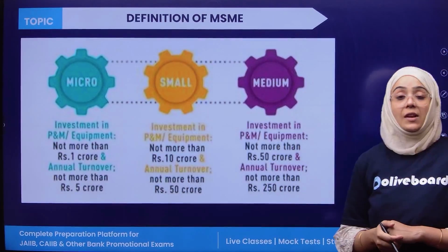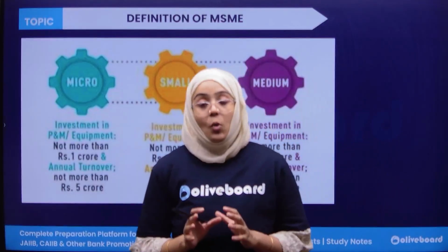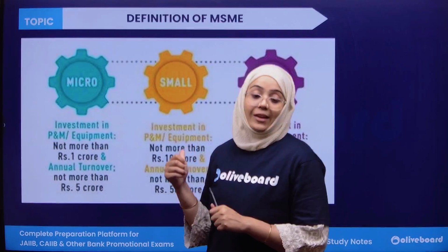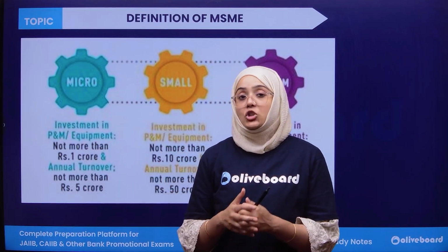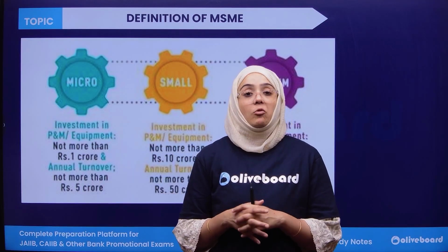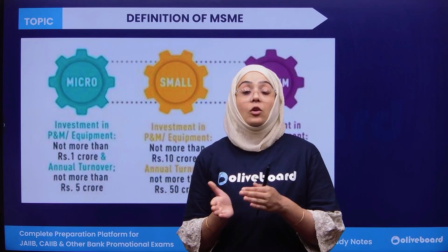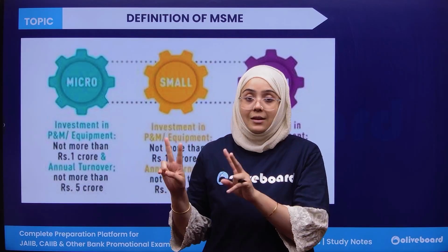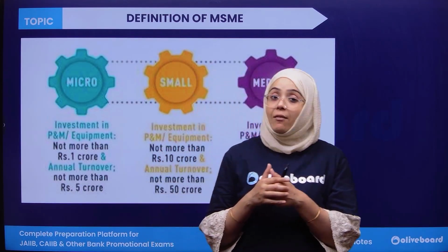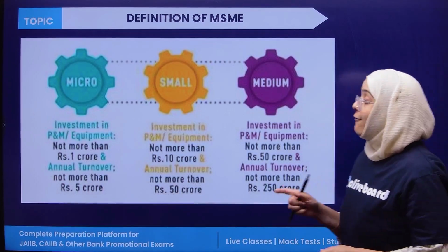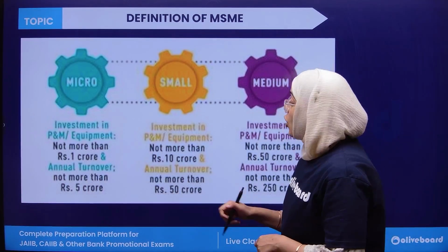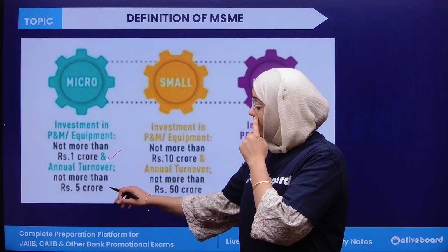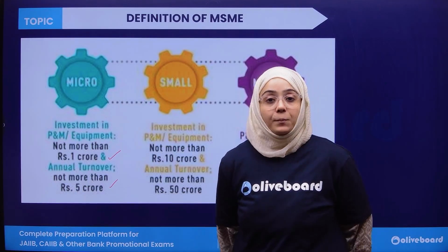Next, the definition of micro, small and medium enterprises. Now you have to see that micro, small and medium enterprises have two definitions now. One is given in your book and one is updated as per Budget 2025. This year Budget 2025 has increased the limits of micro, small and medium enterprises. So we have to learn both definitions now. First of all, I am giving you the definition given in your book. If the investment in plant and machinery is not exceeding 1 crore, and if your annual turnover is not exceeding 5 crore, then you are a micro enterprise, right?